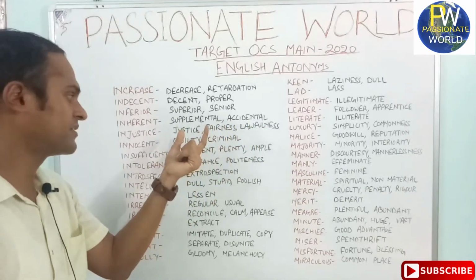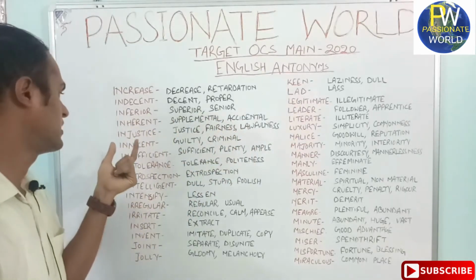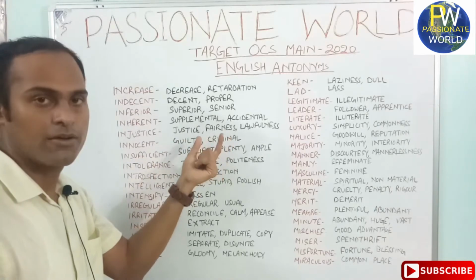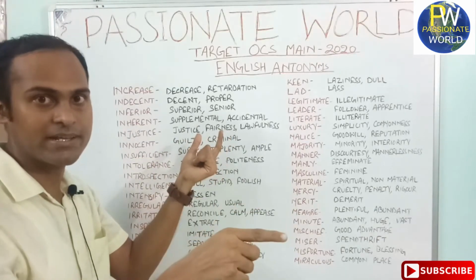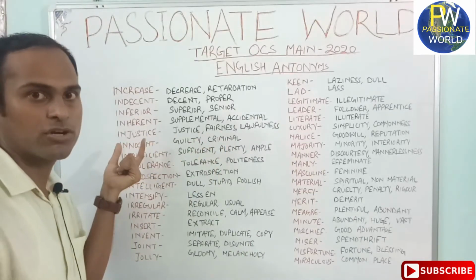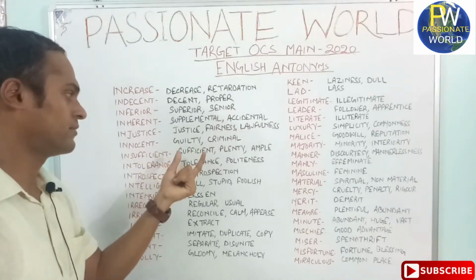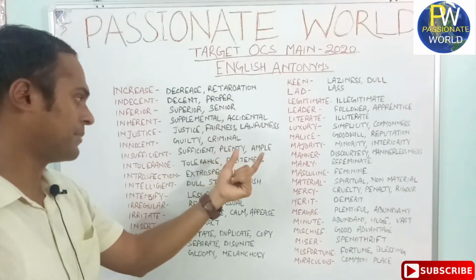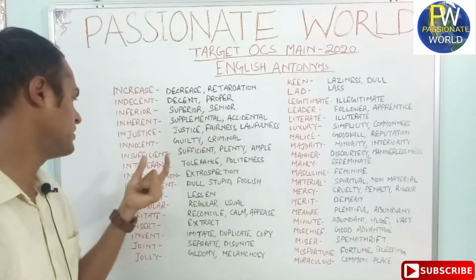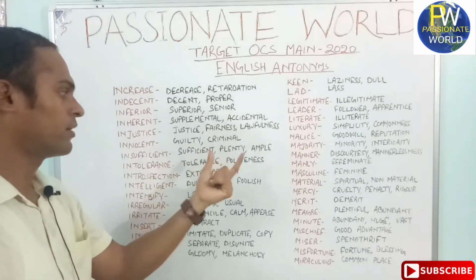You can write all of the three: justice, fairness or lawfulness for injustice. Then innocent, guilty or criminal. Don't we say that he is guilty of that crime, or innocent, he has not done that crime. Then insufficient, sufficient or plenty or ample. You can write all of the three: sufficient, plenty or ample. Then intolerance, tolerance or politeness.